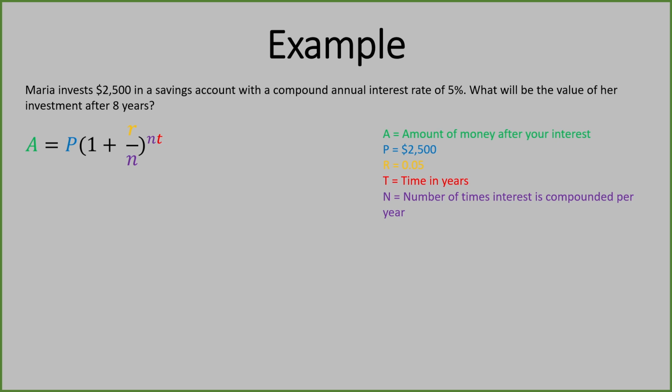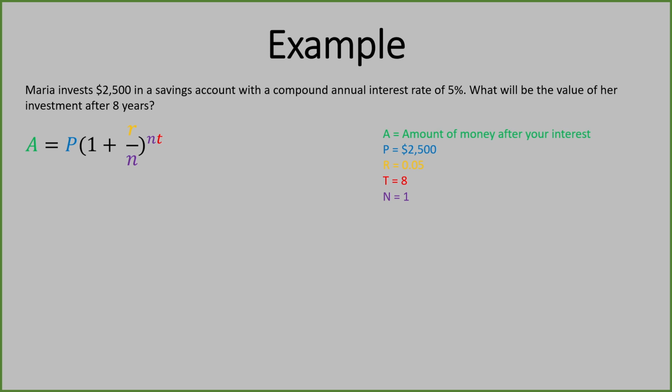Now, let's scan the question for time. It seems like the amount of time this investment will be gathering interest for is 8 years. Let's go ahead and write that down, and let's confirm that the time is in years, which it is. Perfect. Now, let's fill in the final piece of information. How many times does the interest compound per year? The question says the interest is compounded annually, so that's once per year.